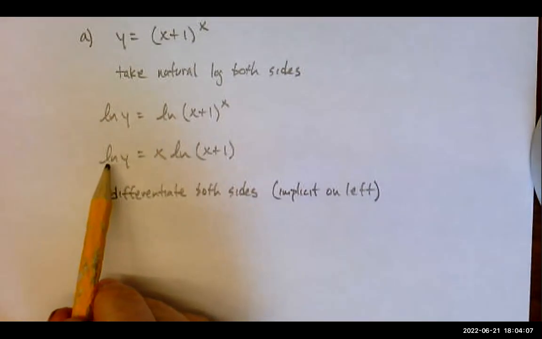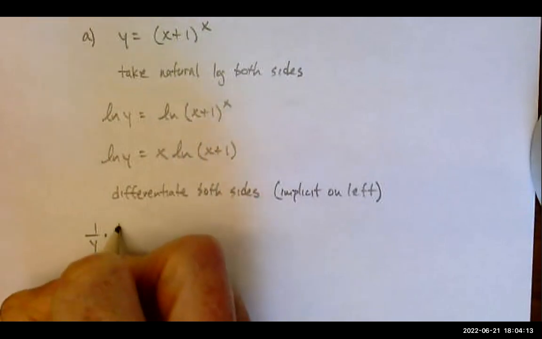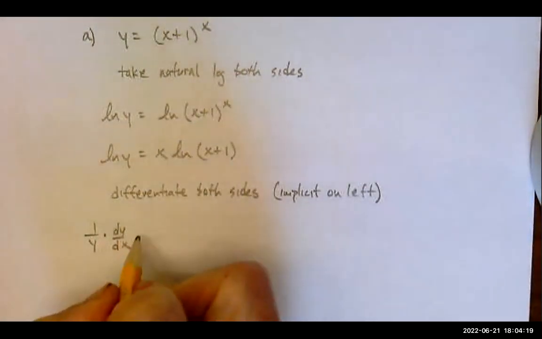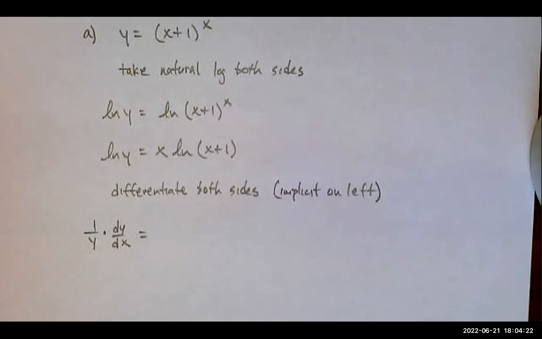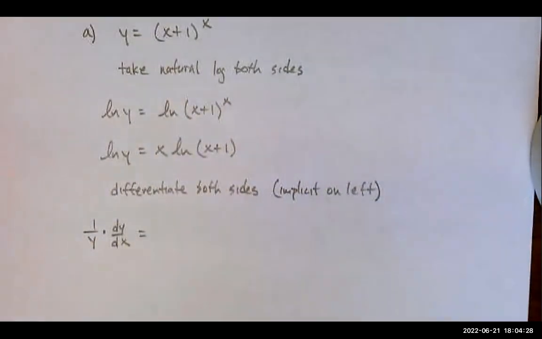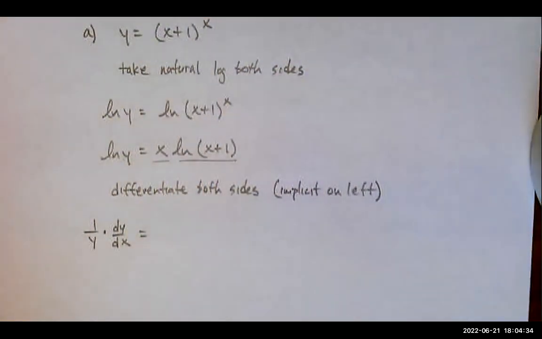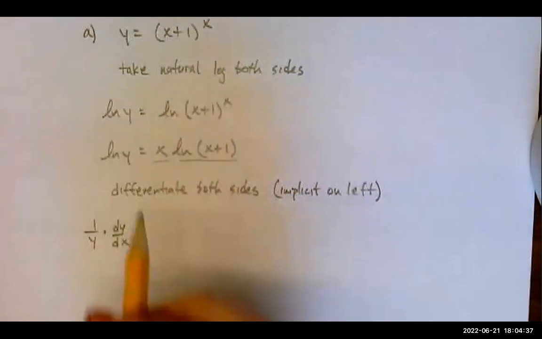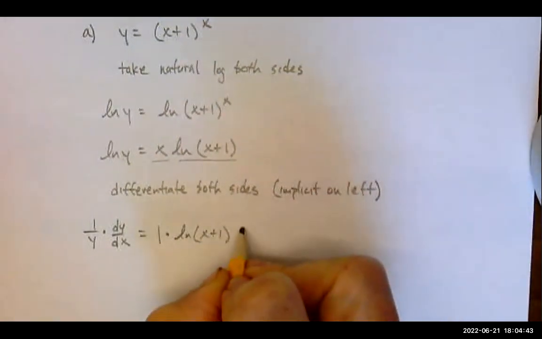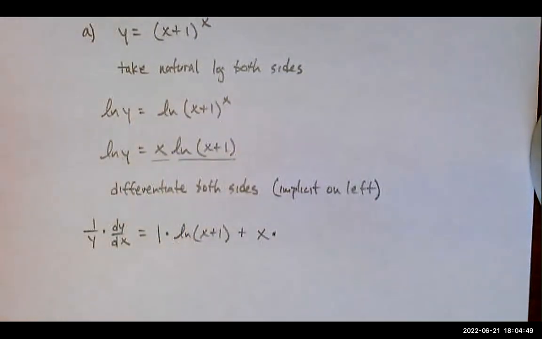Starting on the left, the natural log of y. So that derivative, implicit, would be 1 over y times dy over dx. There's our implicit differentiation for the left side. The derivative as normal, but then multiplied by the derivative of the y, dy over dx. On the right side, notice we've got a product, so we need the product rule there. Derivative of x is 1 times natural log of x plus 1, plus x times. Now here, the natural log of x plus 1, that's a chain rule.